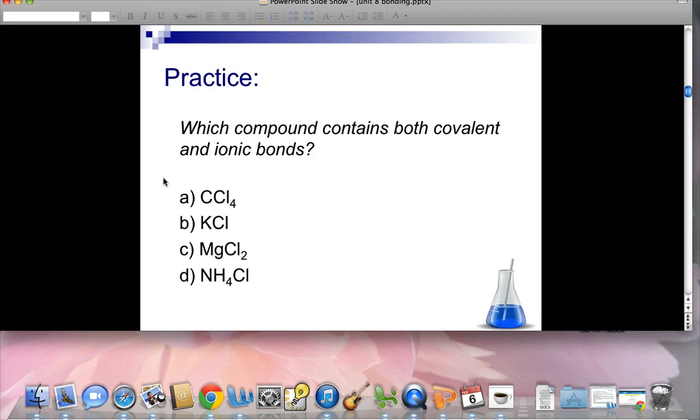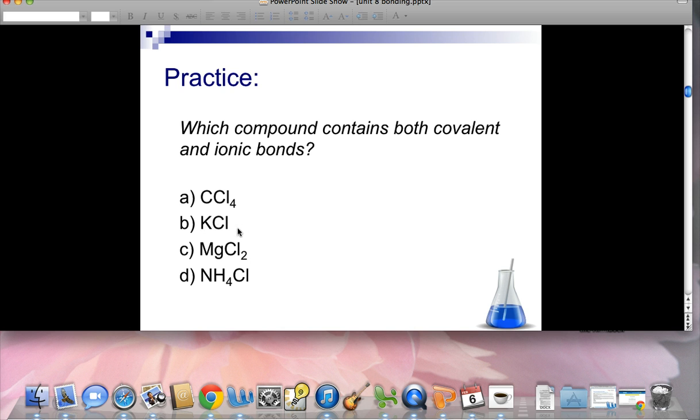So which one of the following compounds contain both covalent and ionic bonds? Is it A, that has carbon and chlorine? This is known as carbon tetrachloride. None of these are metals, and since it's only 2 elements, we cannot possibly have a polyatomic ion in this bond. B is potassium chlorine.